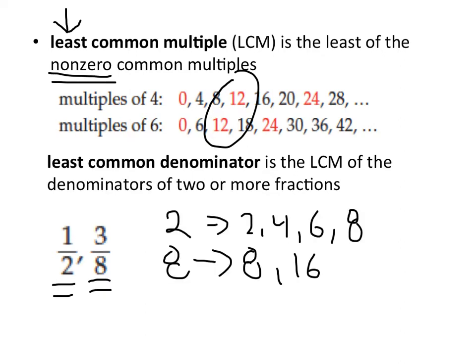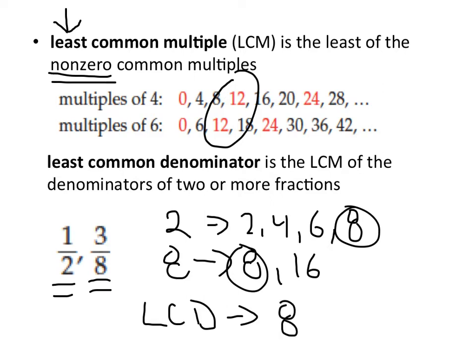You can see here we have listed out 2, 4, 6, 8. And we listed out the multiples of 8. And once again, I left the 0 out because we're looking for a non-zero. And the least of them is 8. So the LCD of 1/2 and 3/8 is 8.